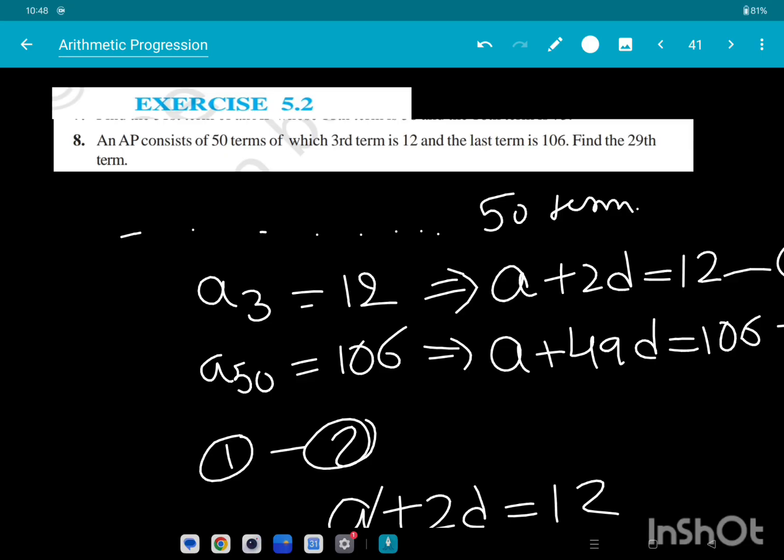So this is the way we will find out. Everything is in the question only. You need to understand the question and then you need to calculate.